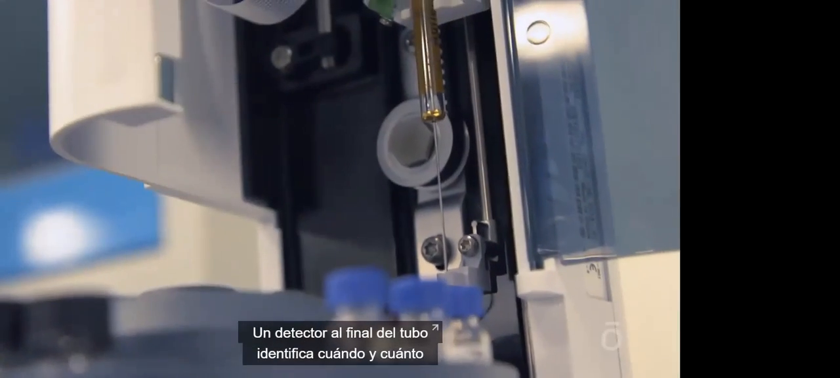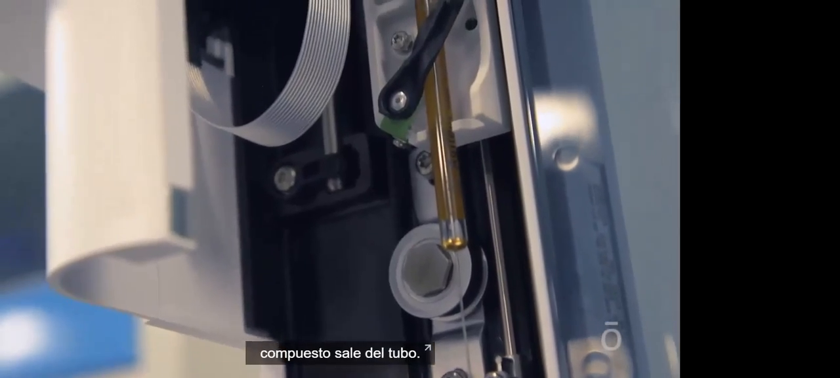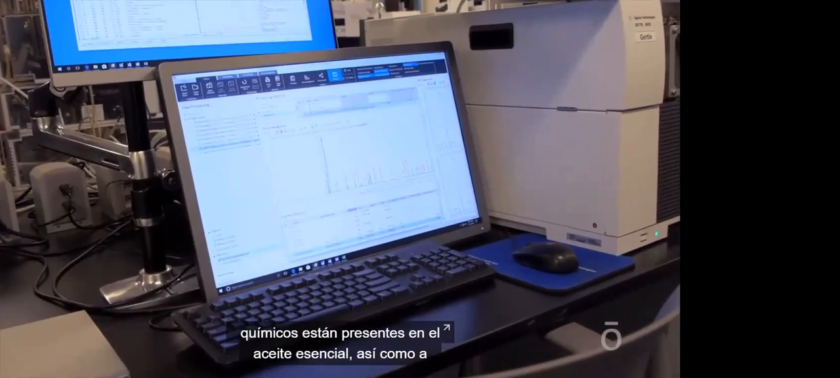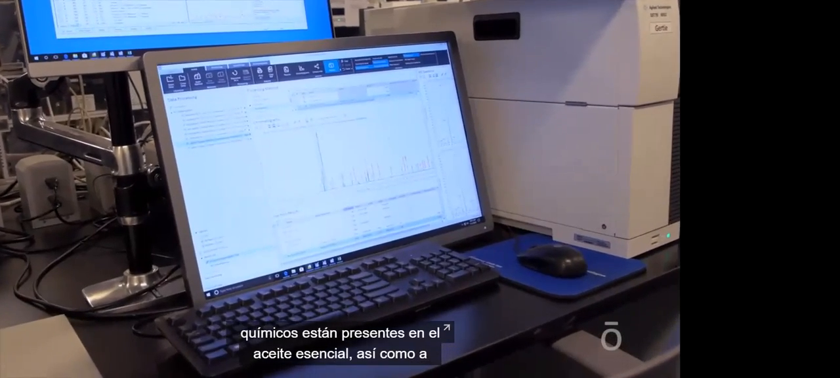A detector at the end of the tube identifies when and how much of a compound exits the tube. This provides a detailed report of which chemical constituents are present in the essential oil as well as at what levels.